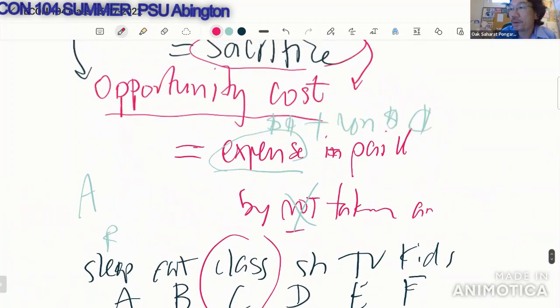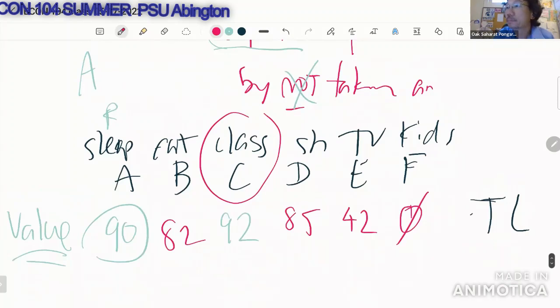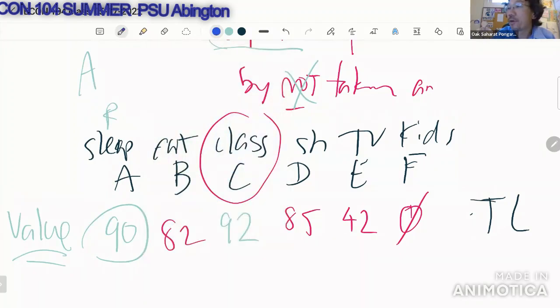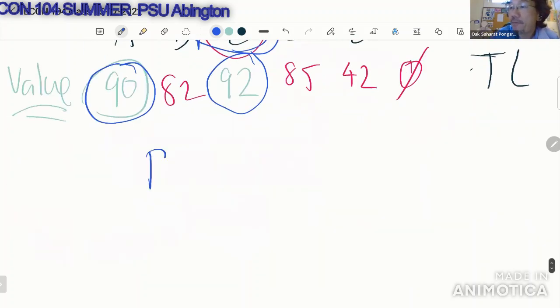What is opportunity cost? Opportunity cost is the expense paid by taking an action. What action are you taking? It's obvious. This action is what you're taking. That's what you get, right? What is the expense paid? You're paying, Tinashe, you're paying by not taking that, right? So here's her diagram. Benefit, cost, 92.